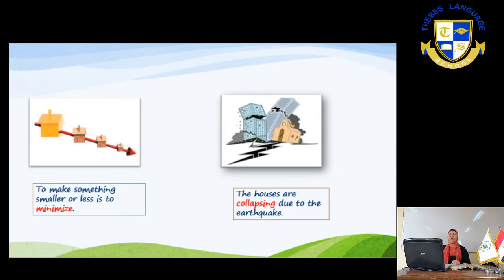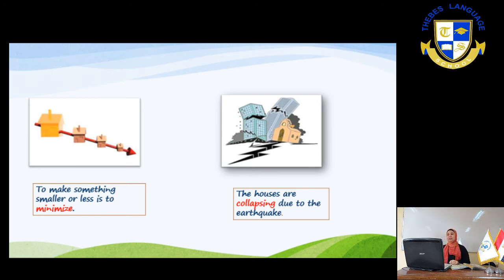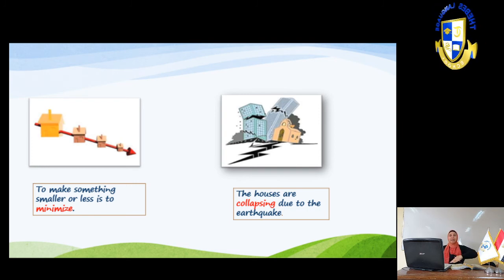Next slide. We have two pictures in front of us here. The first one: to make something smaller or less is to minimize. This is big and getting smaller and smaller. This is minimize. I minimize, okay? The next picture is the houses collapsing due to the earthquake. If there is an earthquake, the houses are collapsing.